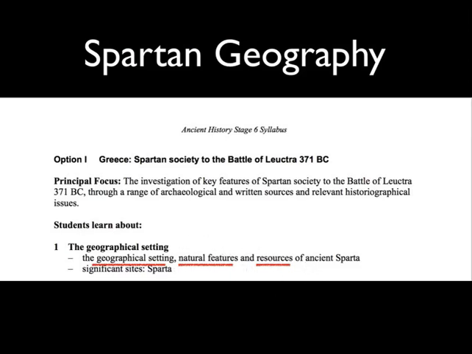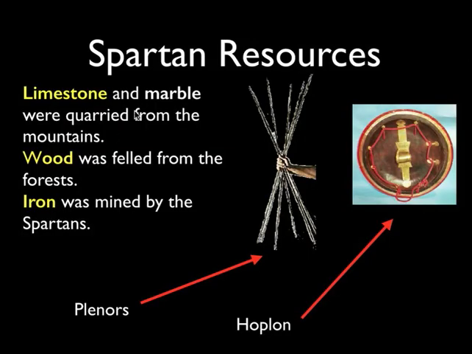So we've now covered the natural features of Sparta. Moving now to the resources that were available to the Spartans within this region. So stones are important. Limestone and marble were used for building and for artistic pursuits, and they were quarried from the mountains that we've just looked at. Wood was available from the trees, obviously, that grew on the mountains there as well. And we have a source here, which is a hoplon, which is a shield used by the hoplite, which is the infantrymen of Sparta. They were made of wood and then were covered in bronze.